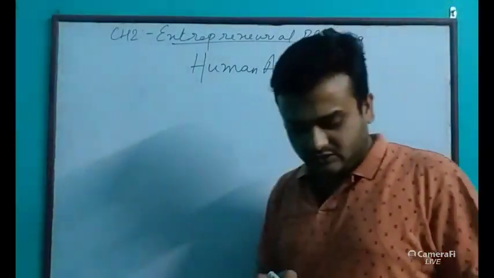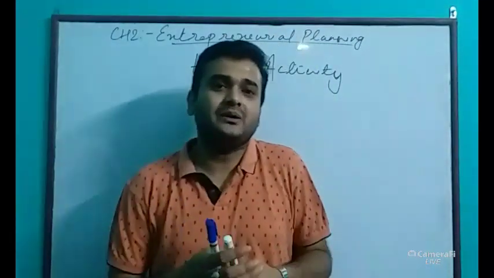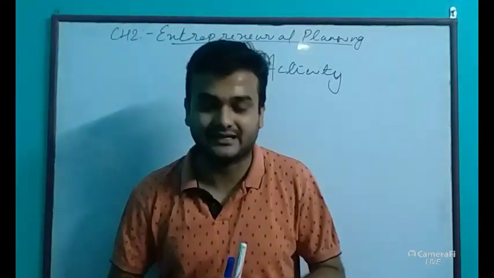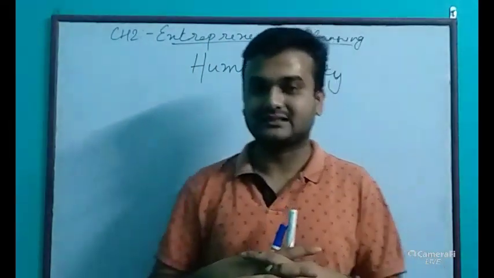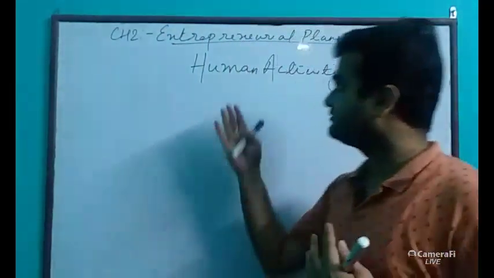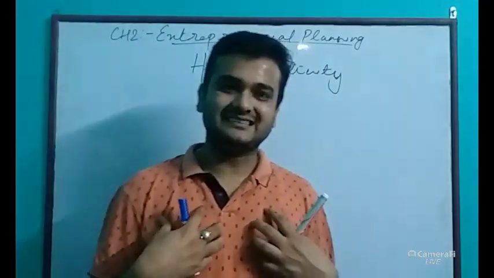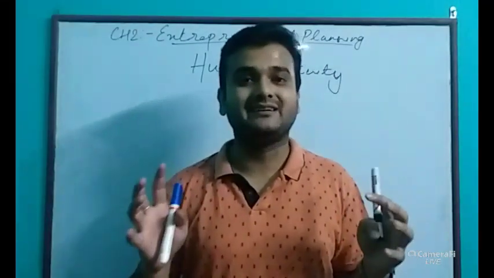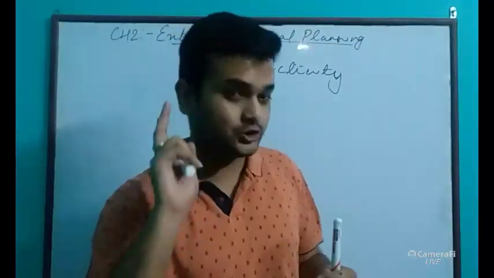Human activity. Now see, we as human beings are doing certain types of activities in our daily lives. And these activities are classified in two parts. We are human beings, and on a daily basis, in the daily running of our life, we are doing activities, and these activities are categorized in two categories. How many parts? Two parts.